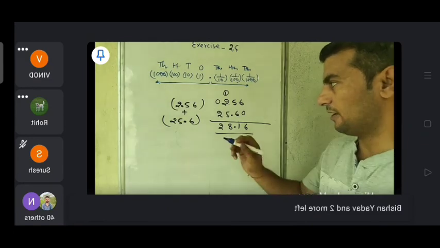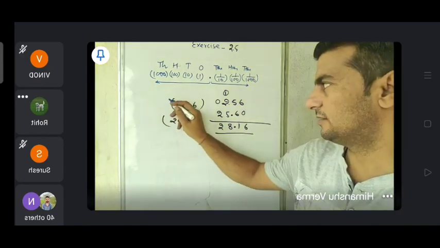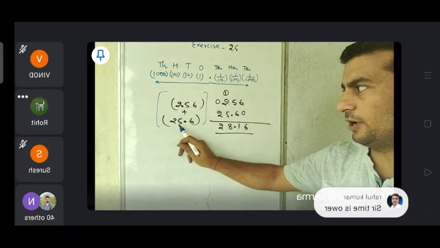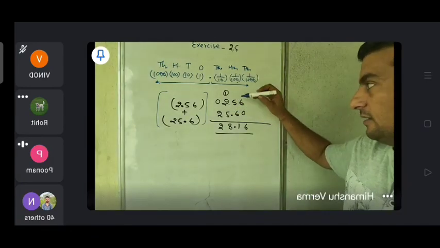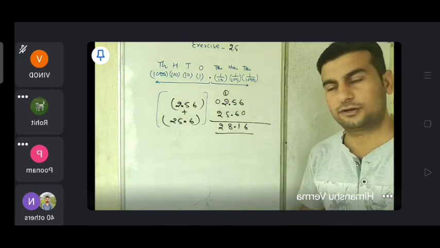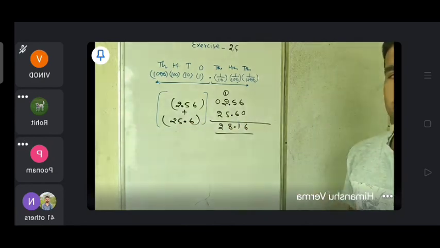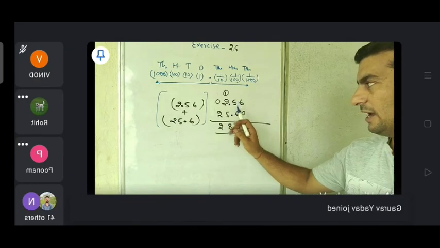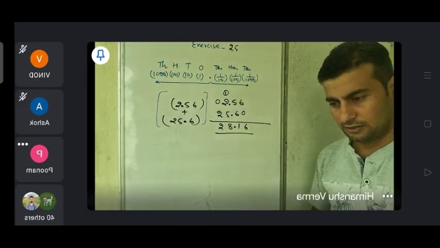I'm revising it again. You are being asked to add these two numbers, 2.56 and 25.6. Then their decimal points should be on the same line. Now you can add them easily by placing the zeros.